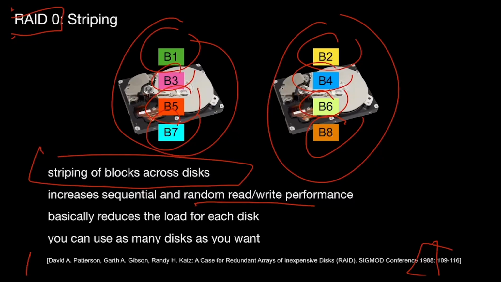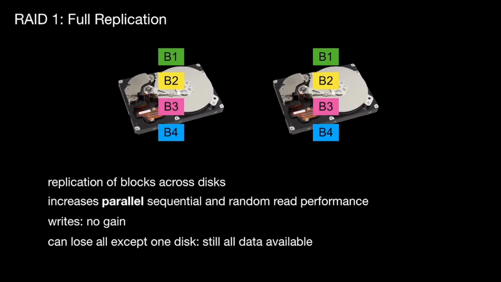So RAID 0 means striping. I stripe the blocks over the disks. But I could also do something like RAID 1. That means full replication. So basically, if I have for any block, here block 1, I put it on all of those disks. Here it's just 2, block 1 goes there, and there, and so forth. So basically, those disks are copies of each other. And again, in terms of parallel, sequential, and random read performance, you can do something.